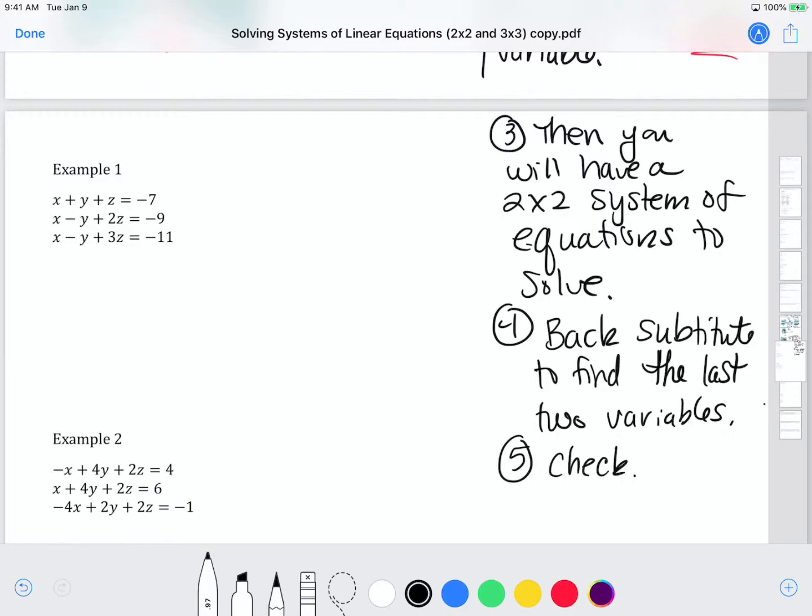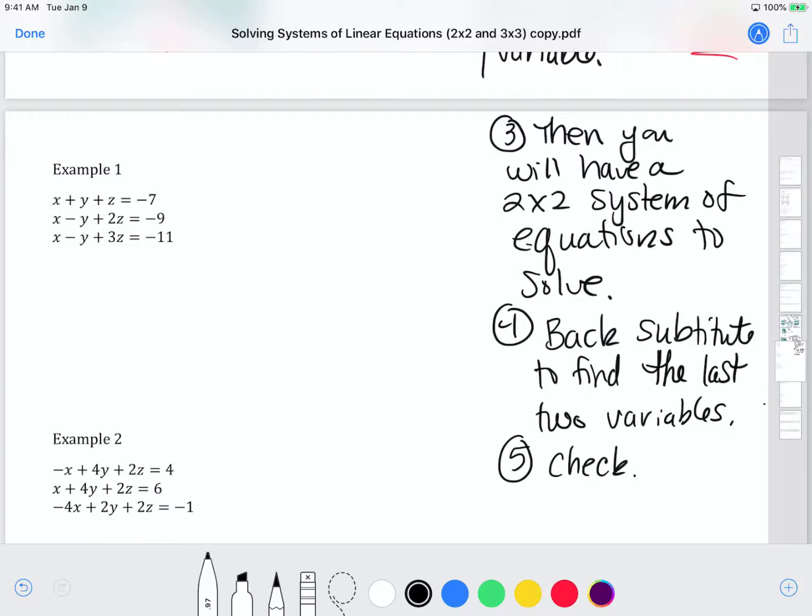If you want to check your answer on the app, on the calculator, you can. Or you can check it by hand. If you check it by hand, then you have to put that X, Y, and Z value into each equation and make sure it works for all three equations.